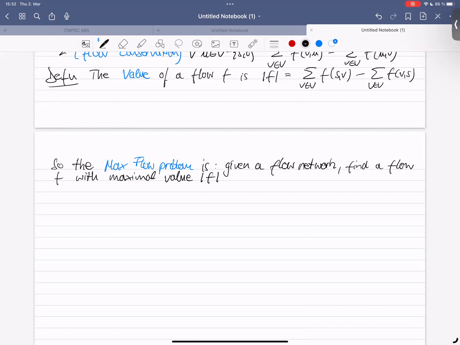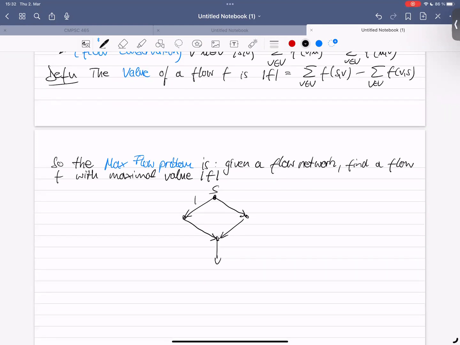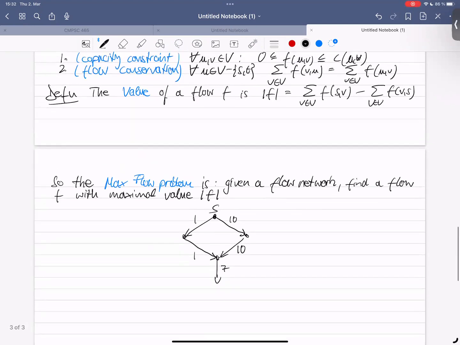So let's look at a simple example. Here's our source. We have the following edges and nodes. So this is again our initial example. And let's say we have the following capacities assigned to these edges. One here, 10 here, 10 here, and 7 here. Then any suggestion what a maximal flow could be in this flow network? 7, yeah. And how would you assign the flow in this network?